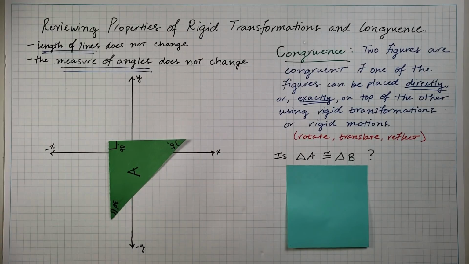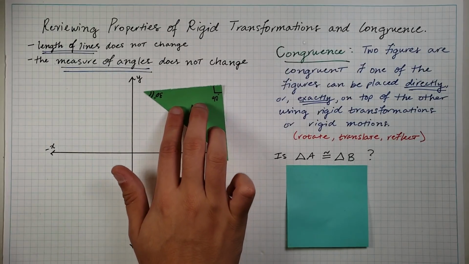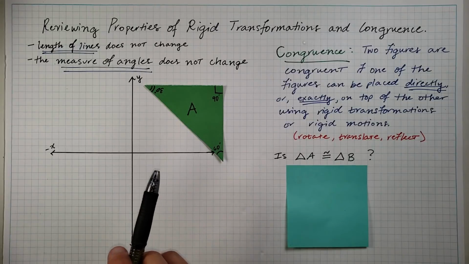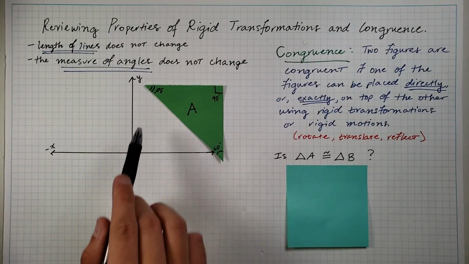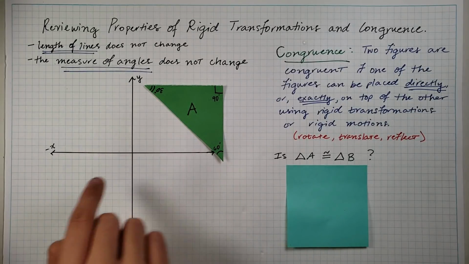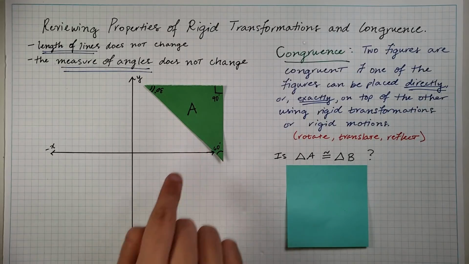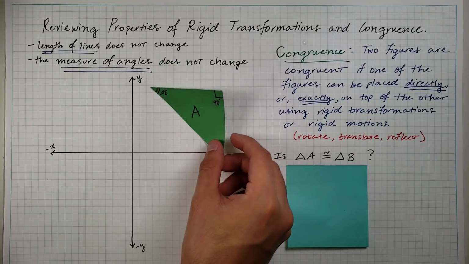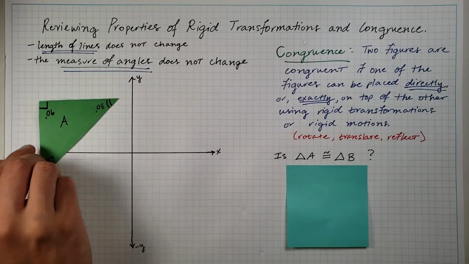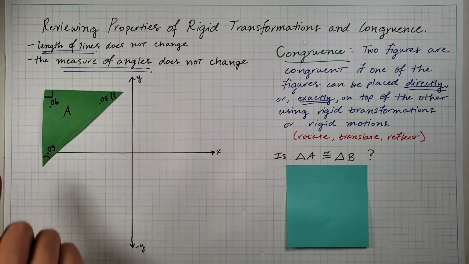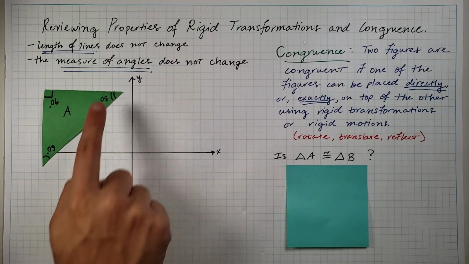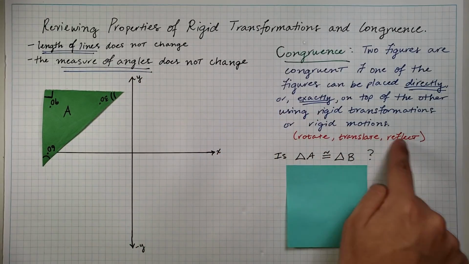All right. So let's look at the reflection now. Okay. So let's see what happens when we reflect over the y-axis to the measure of the angles. Well, this one's 30 degrees, 90 degrees, 60 degrees. If I reflect it over the y-axis, still 30 degrees, still 90 degrees, still 60 degrees. Okay, the measure of the angles does not change if you do any of these three.